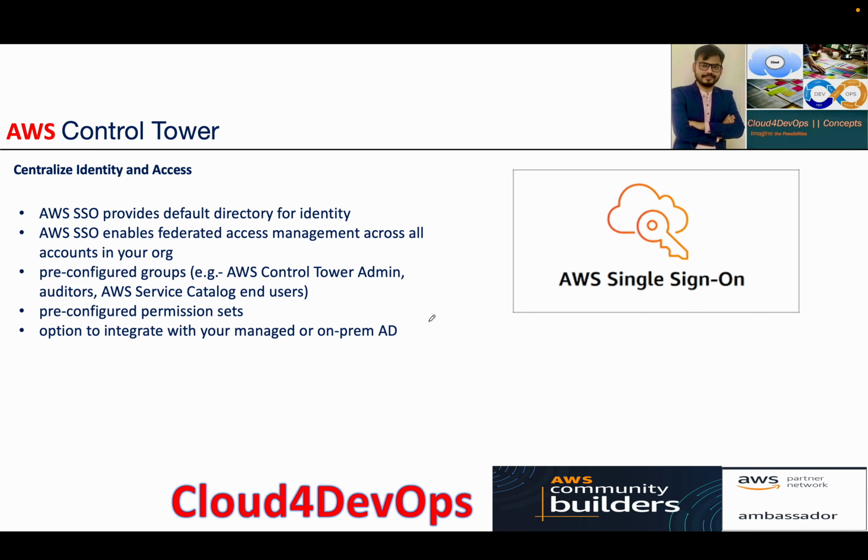So AWS Control Tower, centralized identity and access management. That's where I was talking about the integration of your single sign-on, right? Since it uses the default SSO directory, that's why the pre-configured groups get created. I'll show you once the Control Tower configuration gets completed, like auditors, service catalog, end users. It also enables federated access management across your AWS accounts. I will show you that too once we have the URL and everything ready.